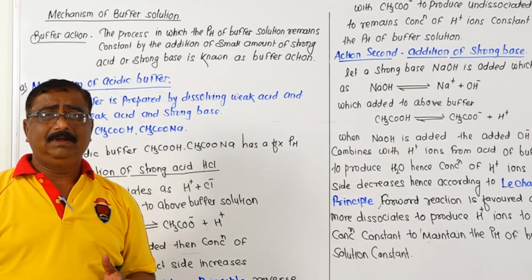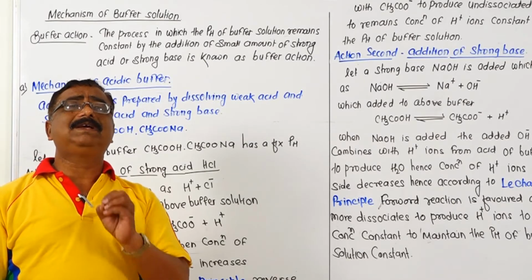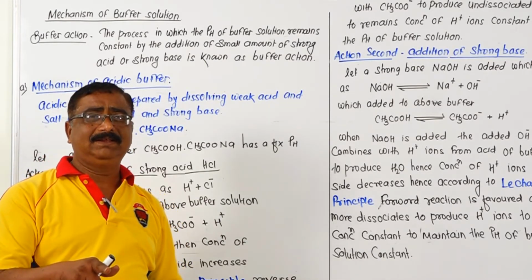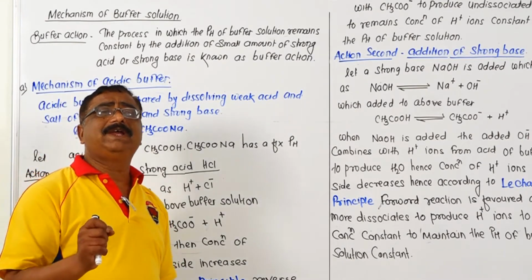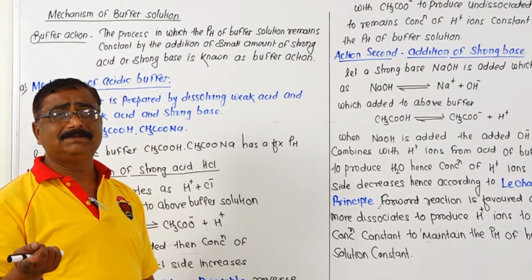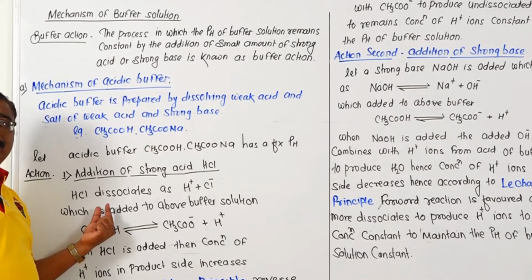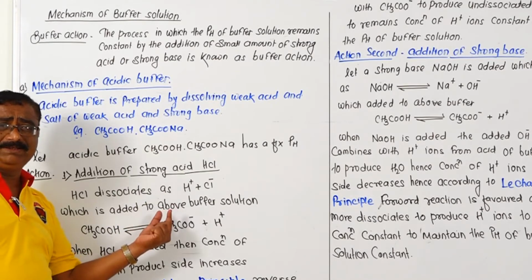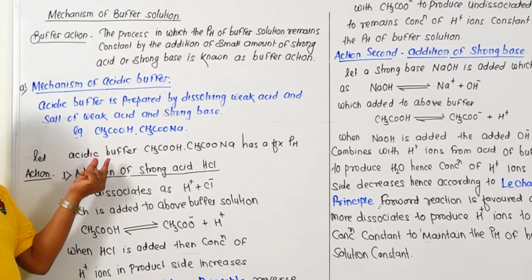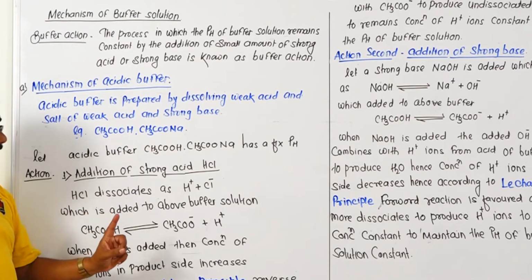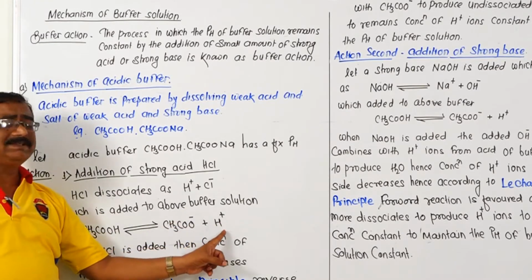First case, let us consider we add a small amount of strong acid, and let us consider that strong acid is HCl. You know, HCl dissociates as H plus and Cl minus. So whatever HCl dissociates as H plus and Cl minus, when it is added in this CH3COOH buffer solution, what happens? The concentration of added H plus ion in the product side increases.